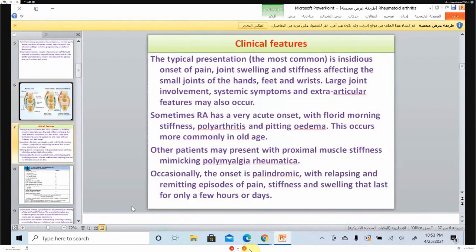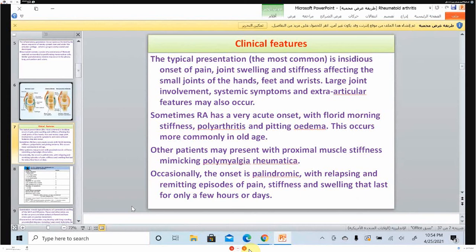Clinical features. The typical presentation is insidious onset of pain, joint swelling and stiffness, affecting the small joints of the hands, feet, and wrist. Large joint involvement with systemic symptoms and extra-articular features may also occur. Sometimes rheumatoid arthritis has very acute onset with florid morning stiffness, polyarthritis, and pitting edema. This occurs more commonly in the old age group.